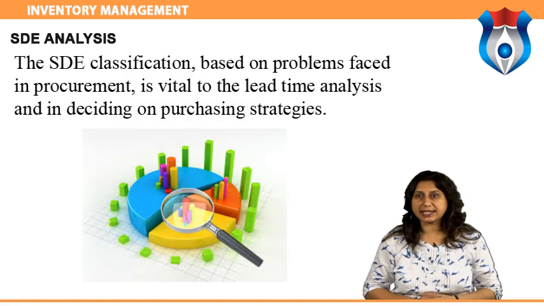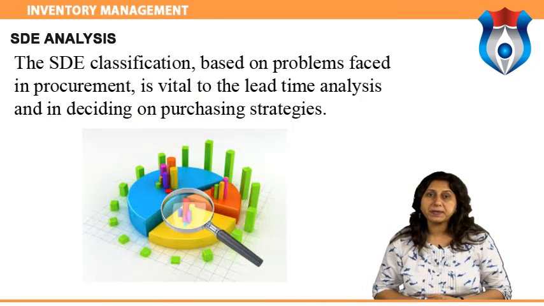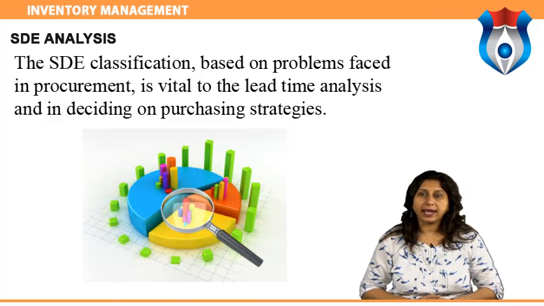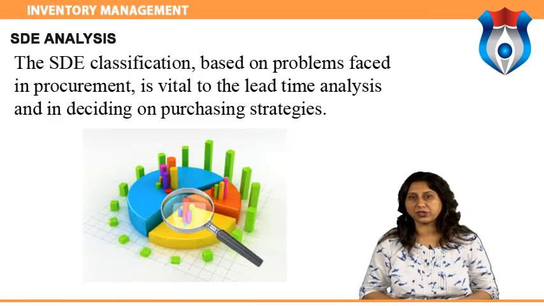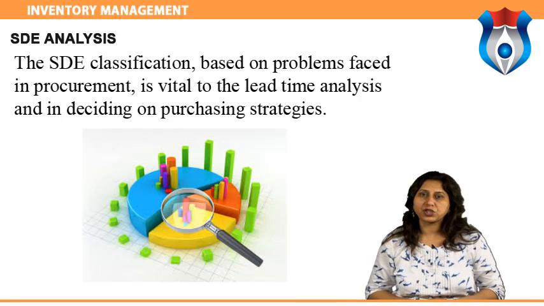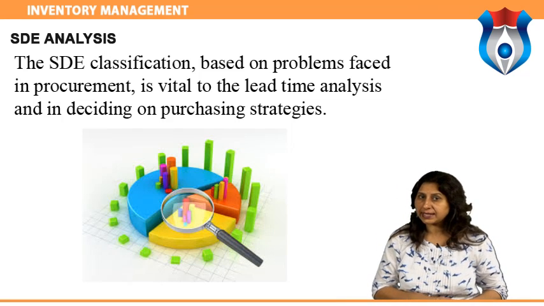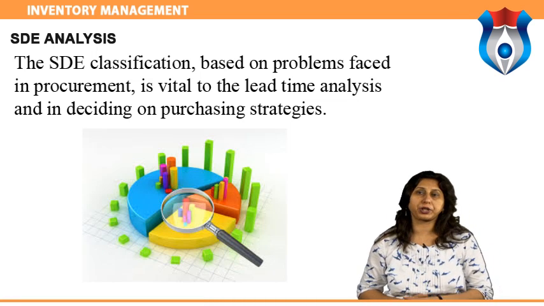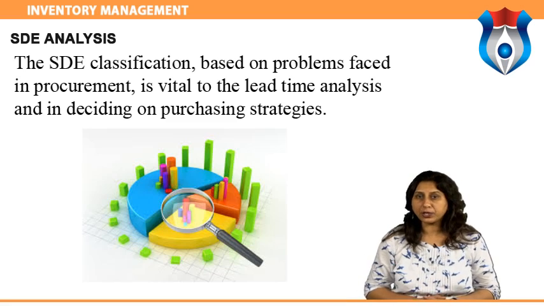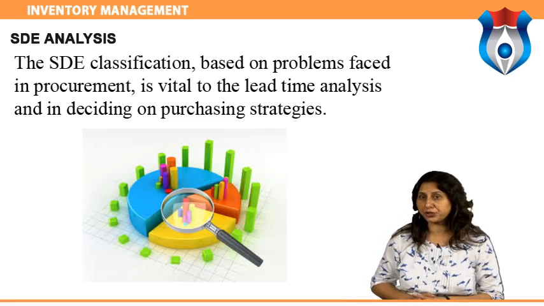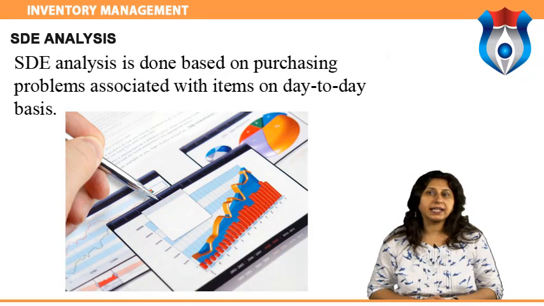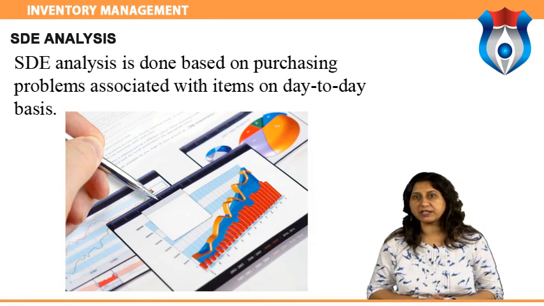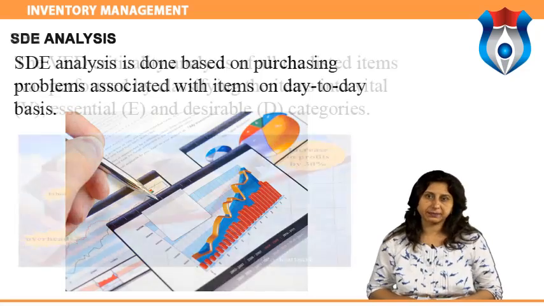The SDE classification, based on problems faced in procurement, is vital to the lead time analysis and in deciding on purchasing strategies. This classification runs like this. S is equal to scarce items, D is equal to difficult to procure items, E is equal to easy, not difficult to get items. SDE analysis is done based on purchasing problems associated with items on a day-to-day basis.